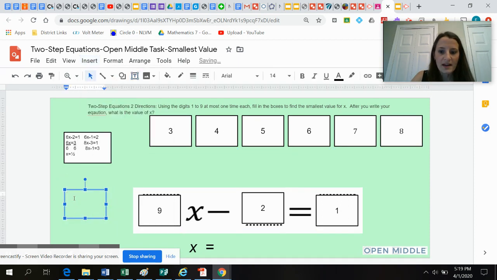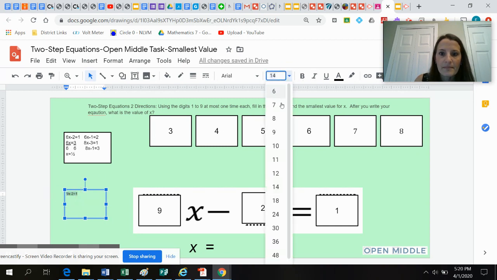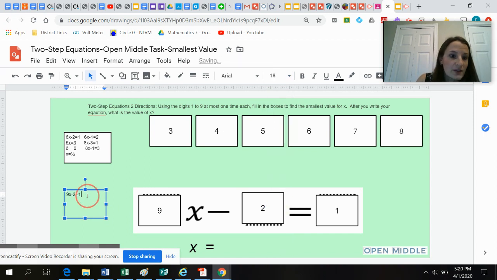All right, so let's solve this. 9x minus 2 equals 1. Make it a little bit bigger. All right, so what number minus 2 equals 1? Well, that number has to be 3, so that means that 9x is equal to 3. 9 times what number equals 3? Well, it's less than 1. It's actually a fraction. So I'm just going to show that step where I'm dividing both sides by 9.